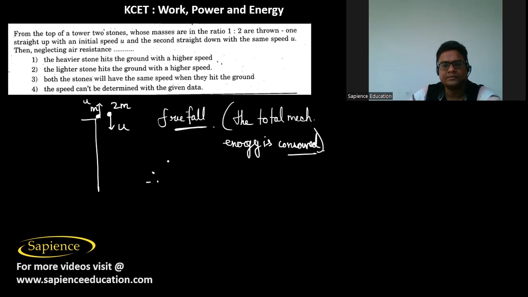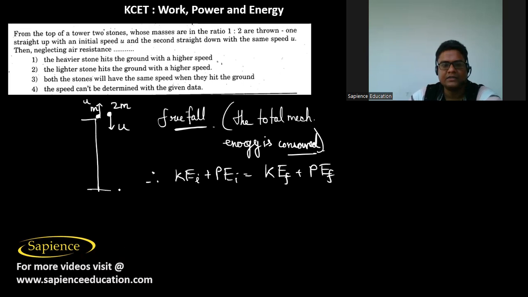Therefore, we can say that the total mechanical energy is conserved. So the initial energy will be equal to the final energy. Means the sum of the initial kinetic energy and the initial gravitational potential energy will be equal to the final kinetic energy plus the final gravitational potential energy.